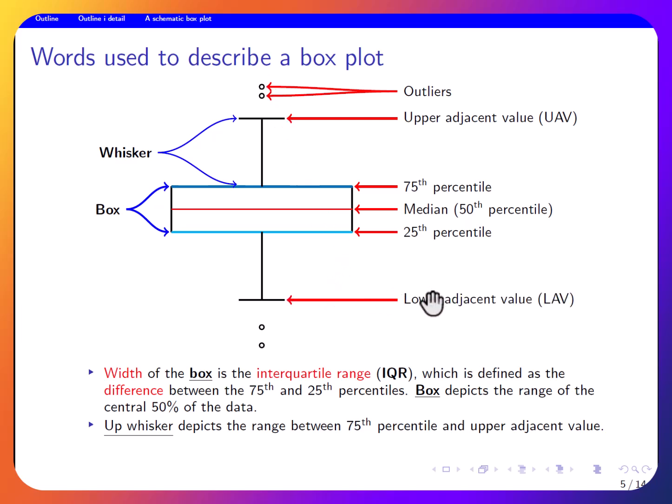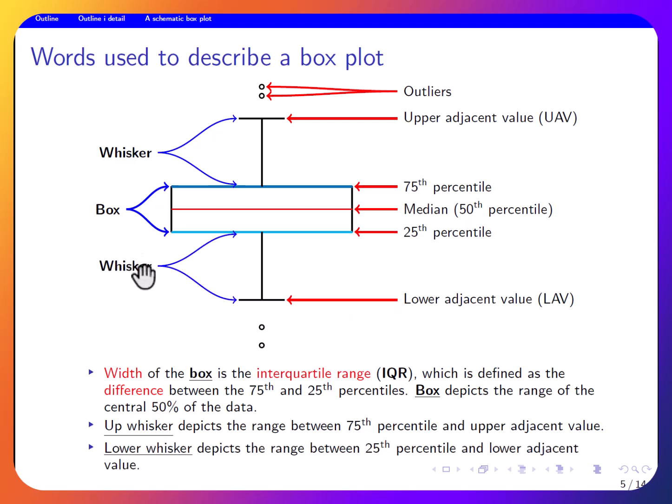This is the lower adjacent value. This is the lower whisker. Lower whisker depicts the range between 25th percentile and the lower adjacent value. Any values smaller than the lower adjacent value are outliers.